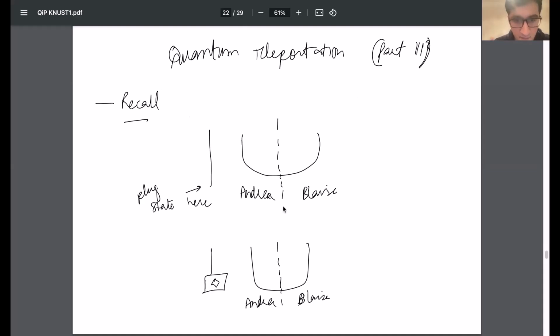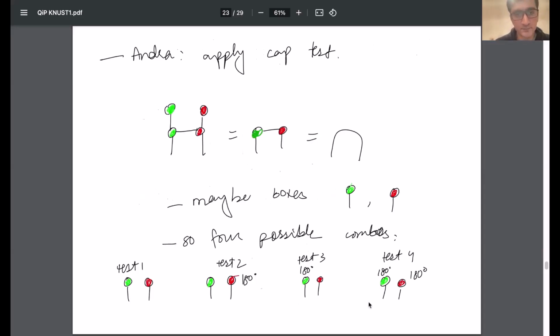So again, we have an entangled state, a cup state shared between Andrea and Blaise, and we have another wire. This is the wire that Andrea has, and the state that is to be teleported is connected to this wire. Here, the state to be teleported is the diamond state. Now we are going to do teleportation using spiders, using ZX diagrams.